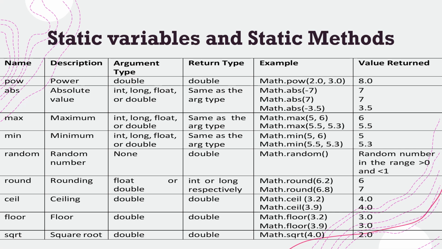random, random number. The argument type is none, while the return type is double. round, rounding number. The argument type is float or double, while the return type is integer or long respectively. ceil, or ceiling. The argument type and return type is double. floor and sqrt, square root. Both of these commands, their argument and return type is double.